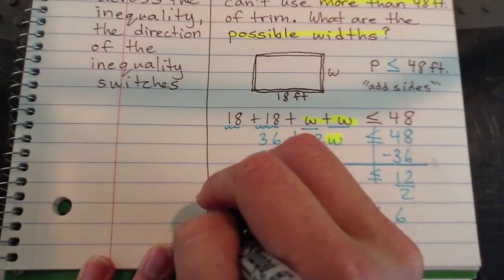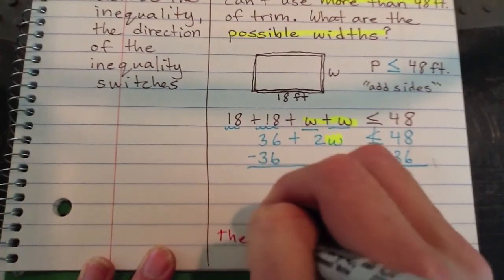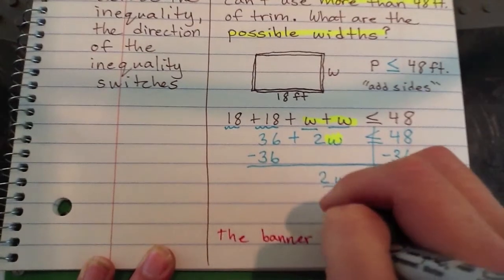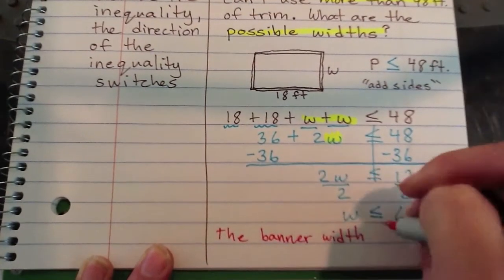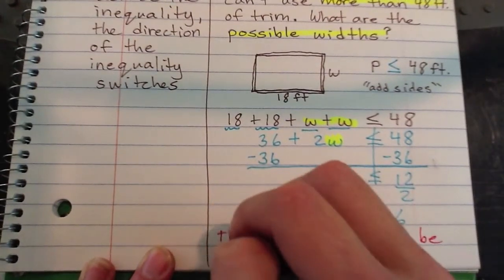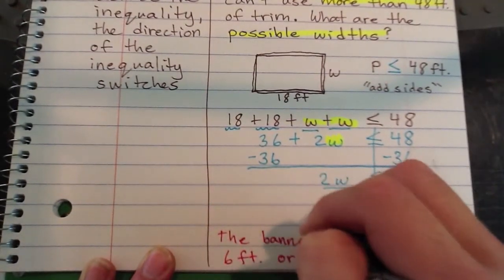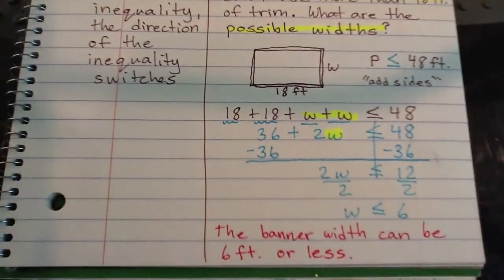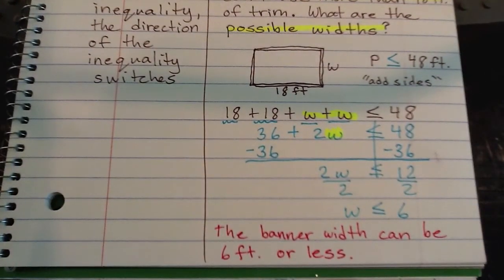So you write that in words. The banner width can be 6 feet or less. Okay, or something along those lines, that you're saying that it doesn't have to be 6. It can be less than 6, it just can't go over 6.